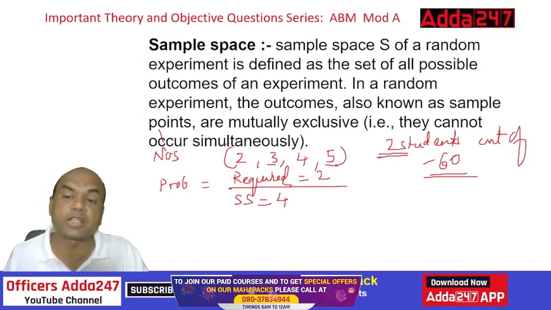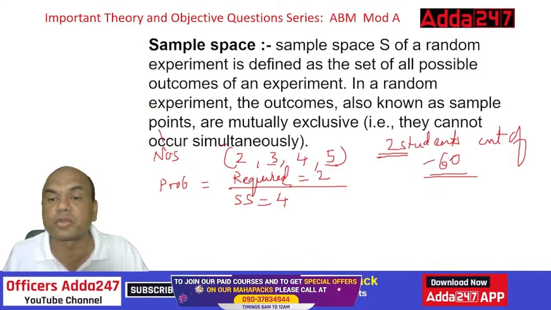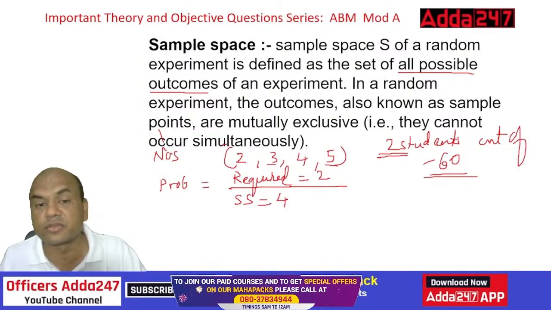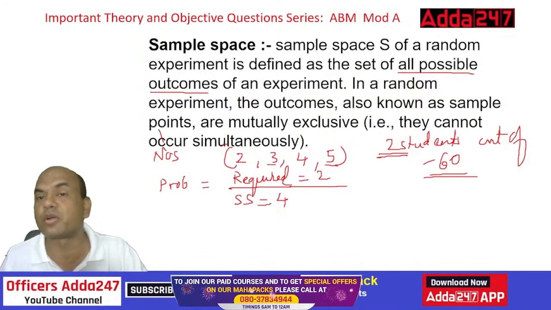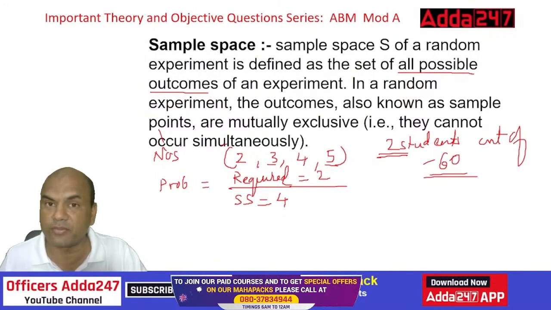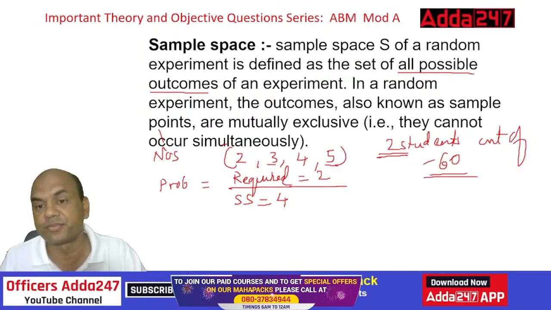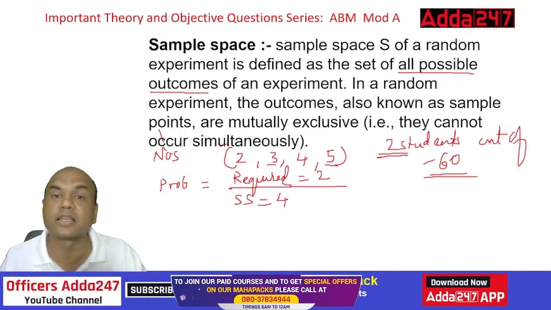Got it? So sample space, remember, it means the set of all possible outcomes. In a random experiment, the outcomes, also known as sample points, are mutually exclusive. They cannot occur simultaneously. What does exclusive mean? Suppose I select 2 students out of 60, meaning any 2. Others won't be selected because I have to select only 2. That's why it's called exclusive. When one student is selected, the other student cannot be selected in that case. That is known as an exclusive event.